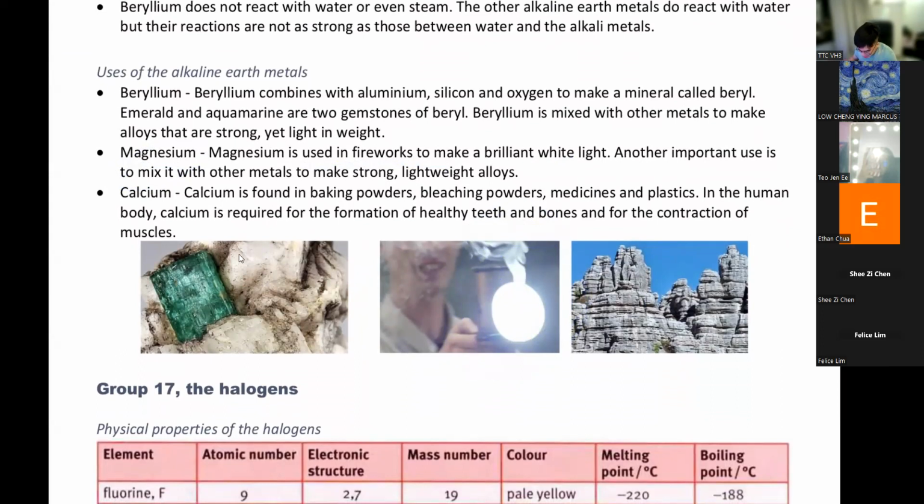Anyway, another important use is to make strong and lightweight alloys. Our car sports rims. Any of you interested in cars? If your car sports rim is the lightweight one, it's usually mixed with magnesium. Same goes for bikes. If you buy those competition bicycles, like 20, 30,000 per bicycle, they will usually use magnesium alloy because it's very lightweight.